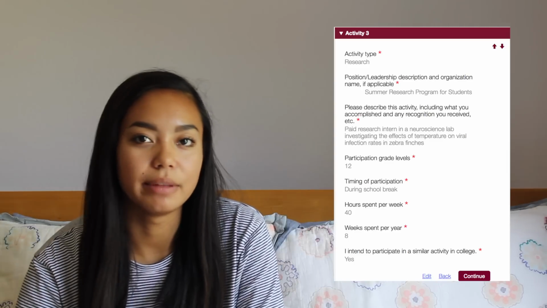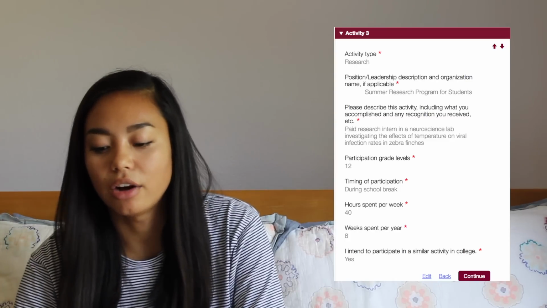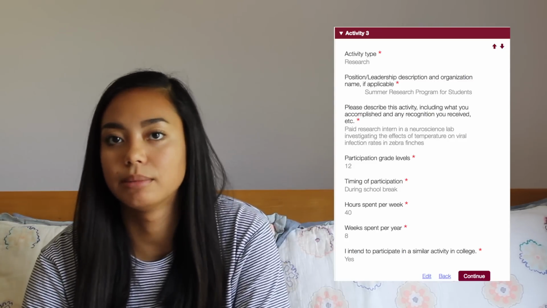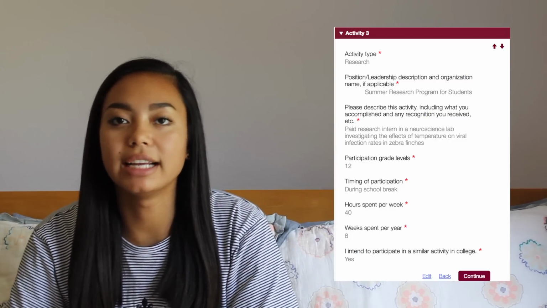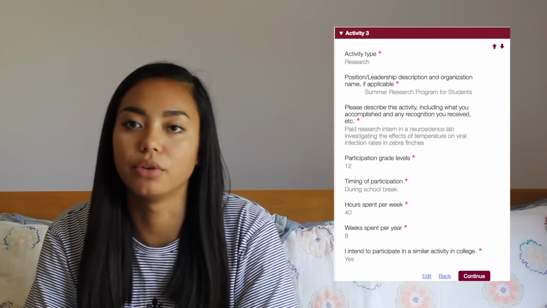But I mentioned the more specifics of it in another supplement, so that's why I didn't really include it there. And also I chose not to put the name of the university that I studied at in this part because I just didn't have enough room. Somebody had asked me that earlier, so that's why I just put neuroscience lab. And then participating grade levels, I did this the summer before my senior year, so I just put 12th grade and then I put that it was over school break.